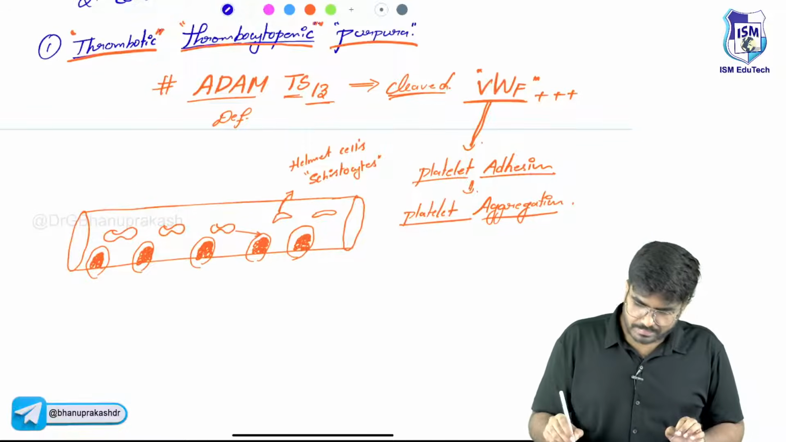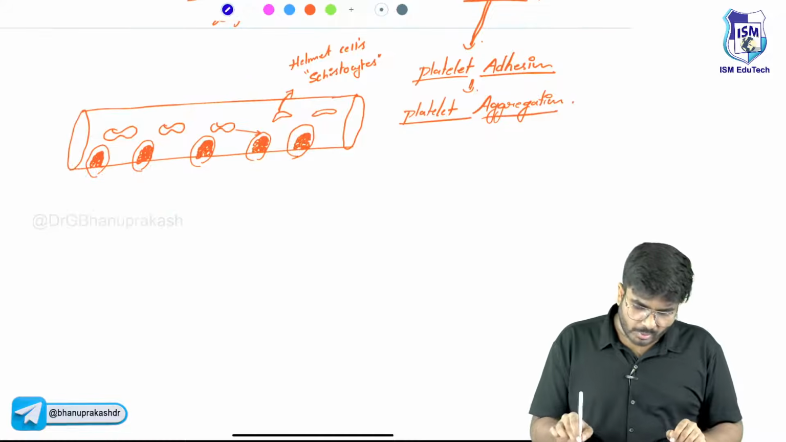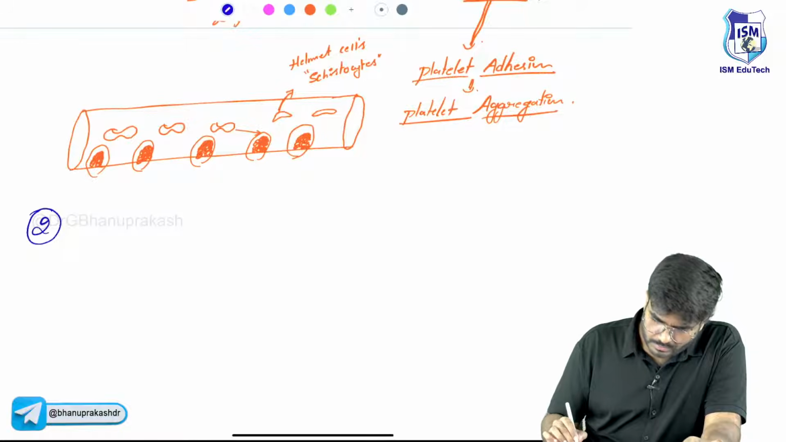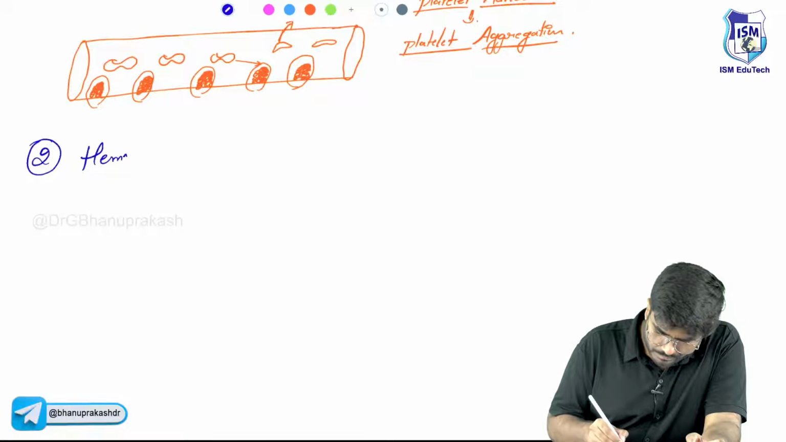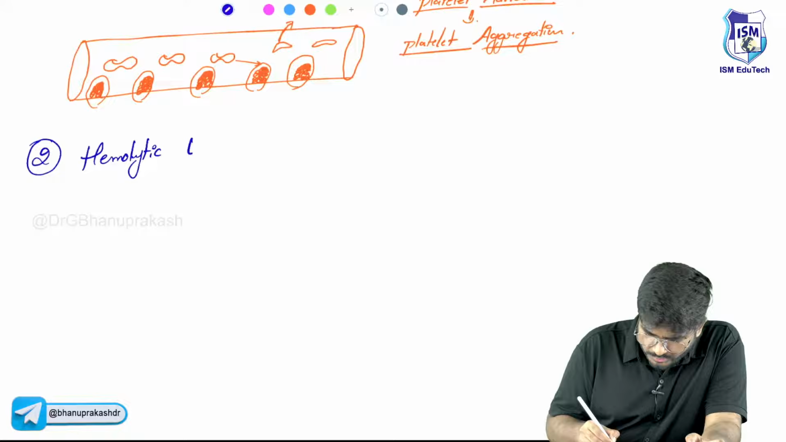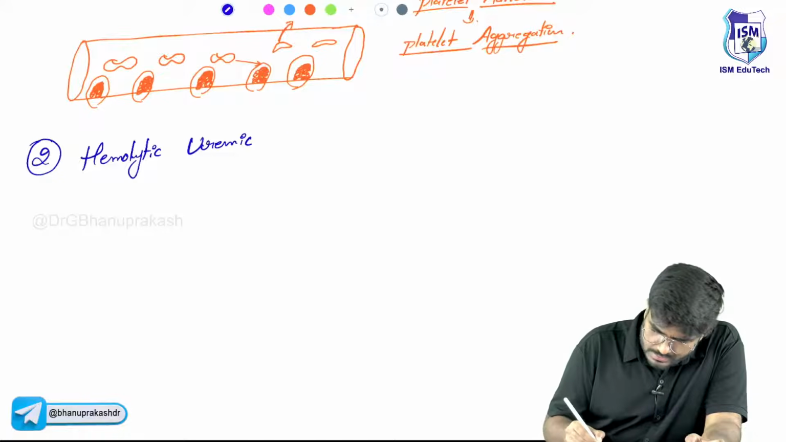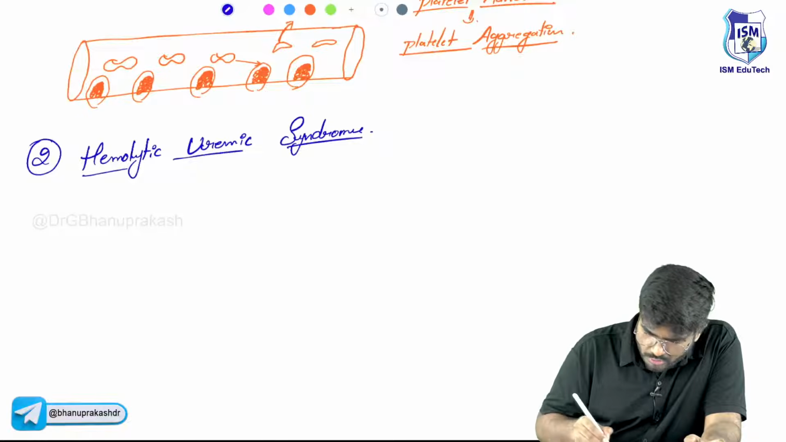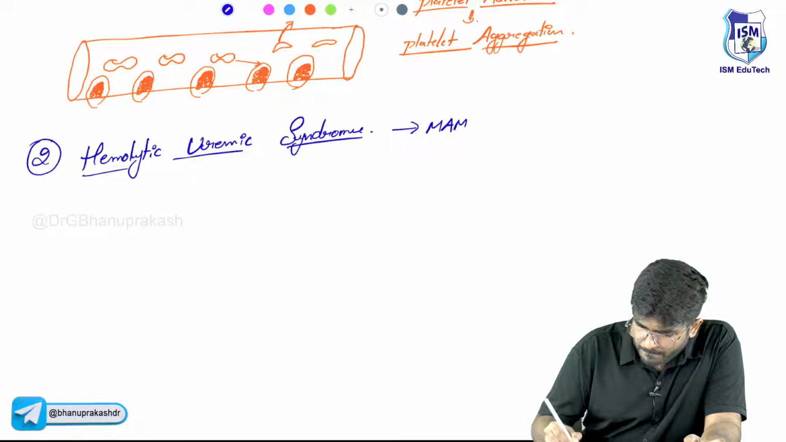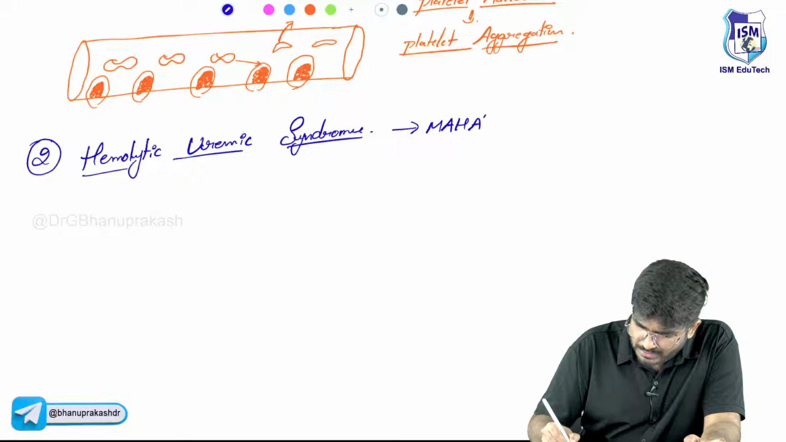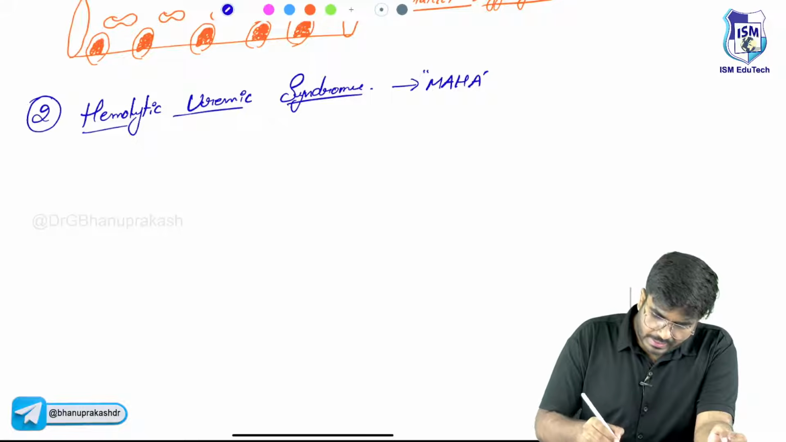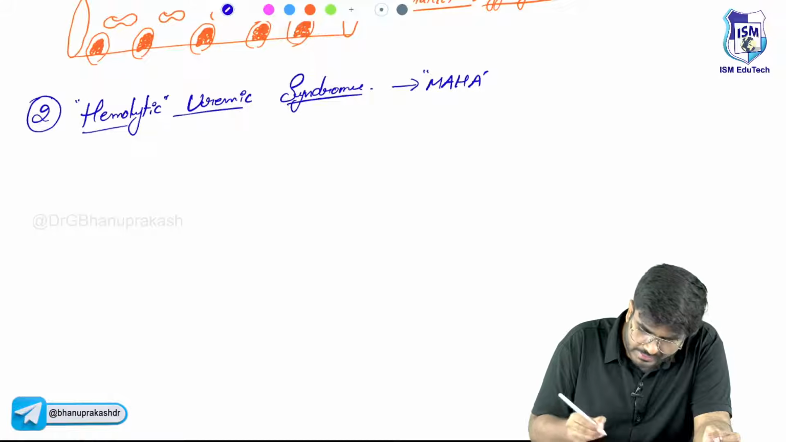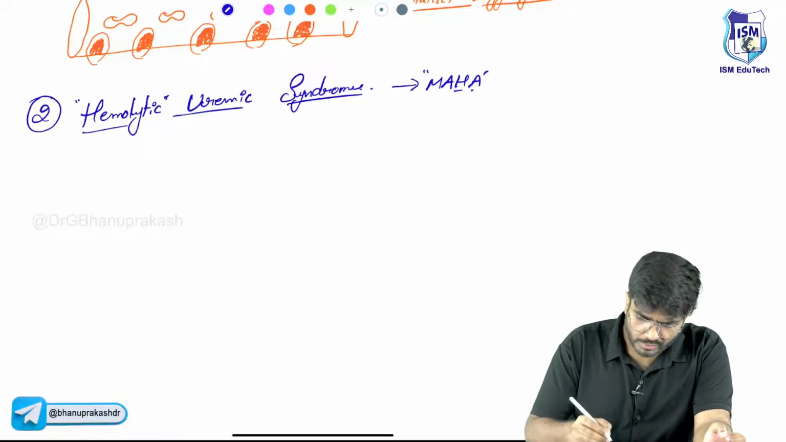Now the second condition which can lead to microangiopathic hemolytic anemia is called hemolytic uremic syndrome. See, this will also lead to MAHA. How? In the name itself, it's there. Hemolytic uremic syndrome. See, hemolysis is happening. That's why hemolytic anemia.